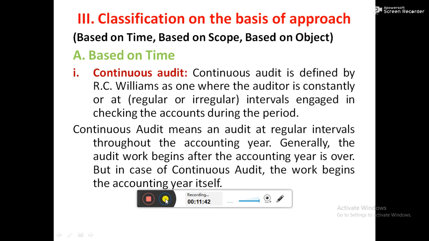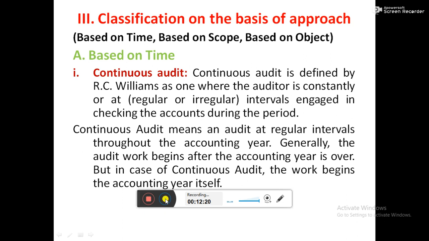Based on time, audit is further classified into three types. First one is continuous audit, second one is final audit, and the third one is interim audit. Let me tell the meaning of continuous audit. Continuous audit is defined by R.C. Williams as one where the auditor is constantly or at regular intervals engaged in checking the accounts during that financial period.